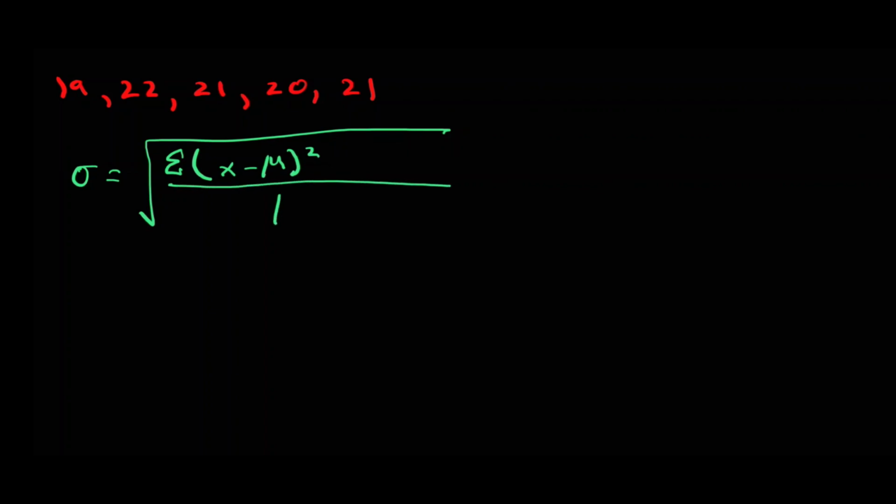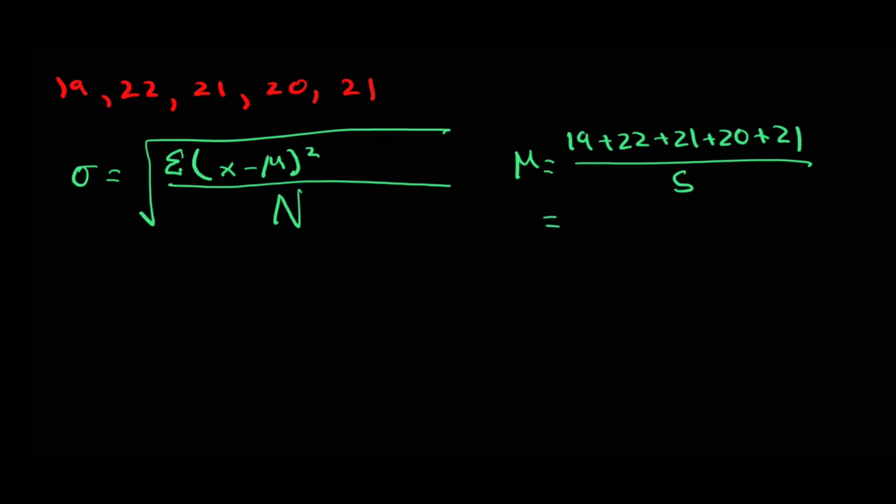And then instead of dividing by n minus 1, you divide by capital N, which is just the full number of data points in the dataset. So even though some of the symbols are different, the only actual difference in calculation is that you divide by n instead of n minus 1. So first let's quickly work out our population mean. So it's just going to be 19 plus 22 plus 21 plus 20 plus 21 all over 5, because that's how many data points we have, and that just equals 20.6.